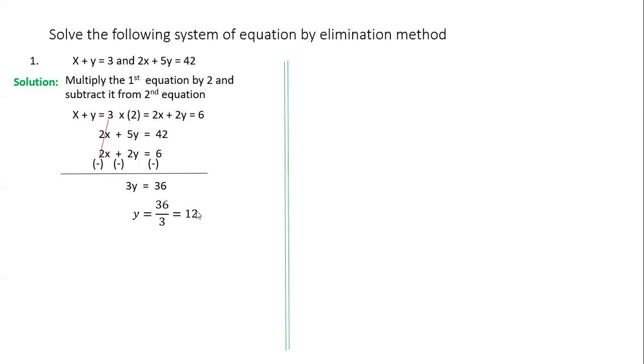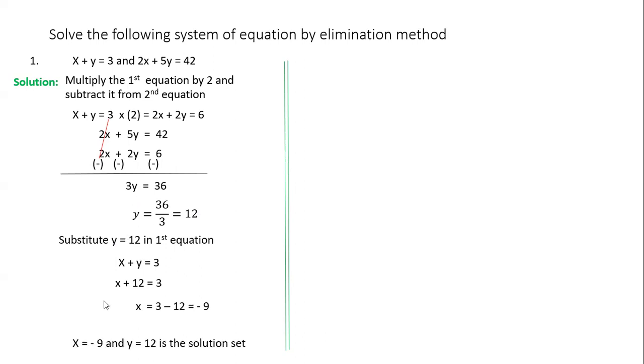So you have calculated the y value. Once you know it, substitute y is equal to 12 in the first equation because that's a simpler equation. So that's why I go for the first equation. x plus y is equal to 3. So put y is equal to 12. In place of y, put 12. So x plus 12 is equal to 3. x is equal to 3 minus 12. Plus 12, when it comes to the right side, it becomes minus 12. So 3 minus 12 is minus 9. So you got the first answer: x is equal to minus 9 and y is equal to 12.